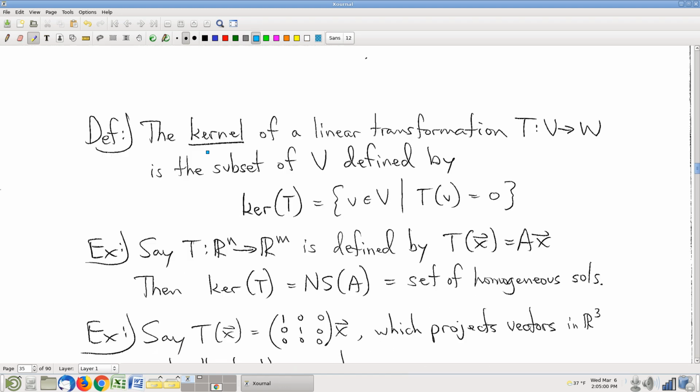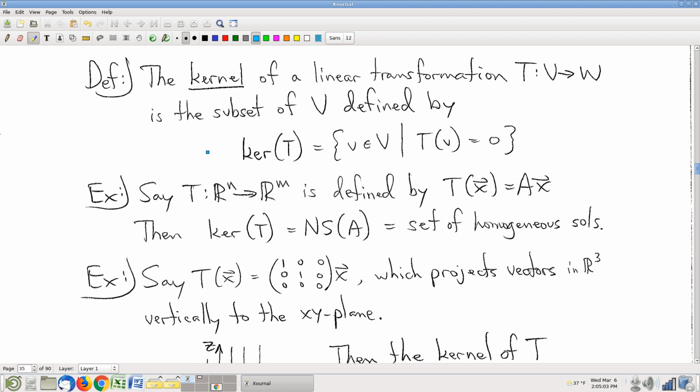Okay, another definition. Got to define something called the kernel of a linear transformation. It's a pretty familiar idea.